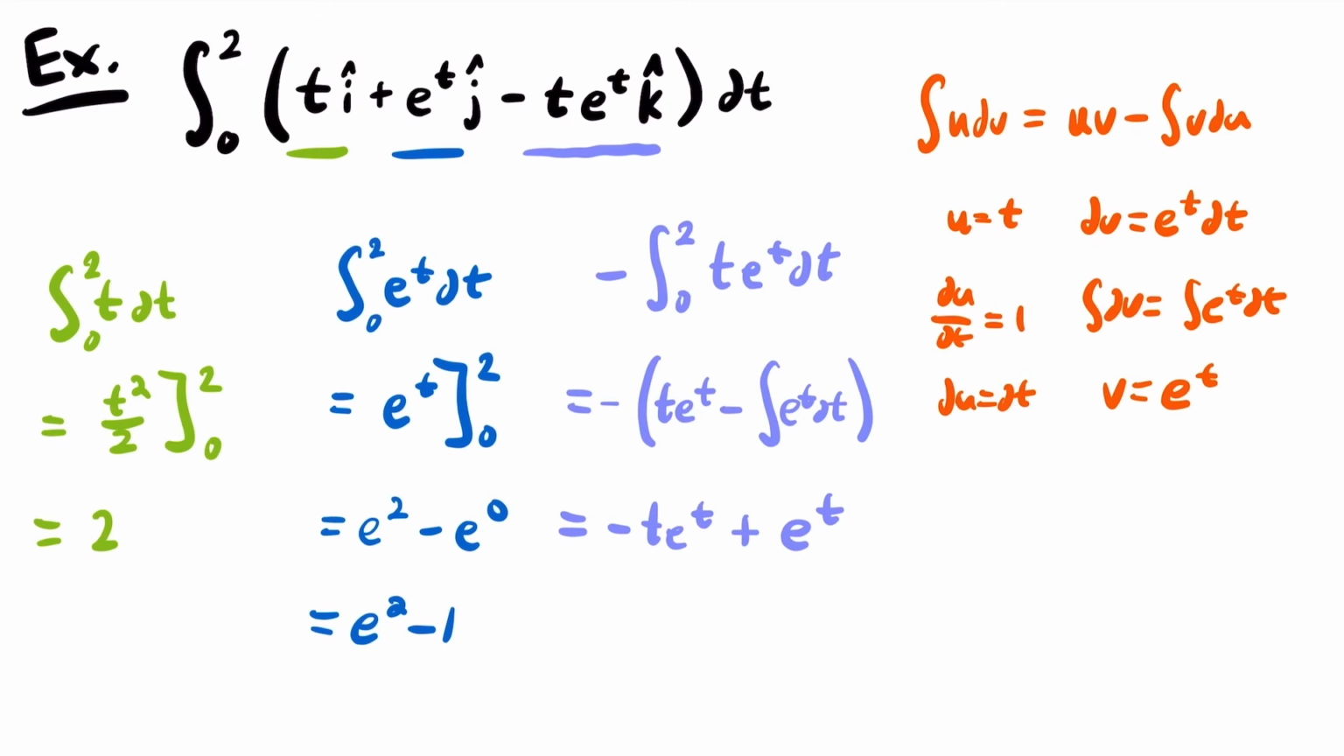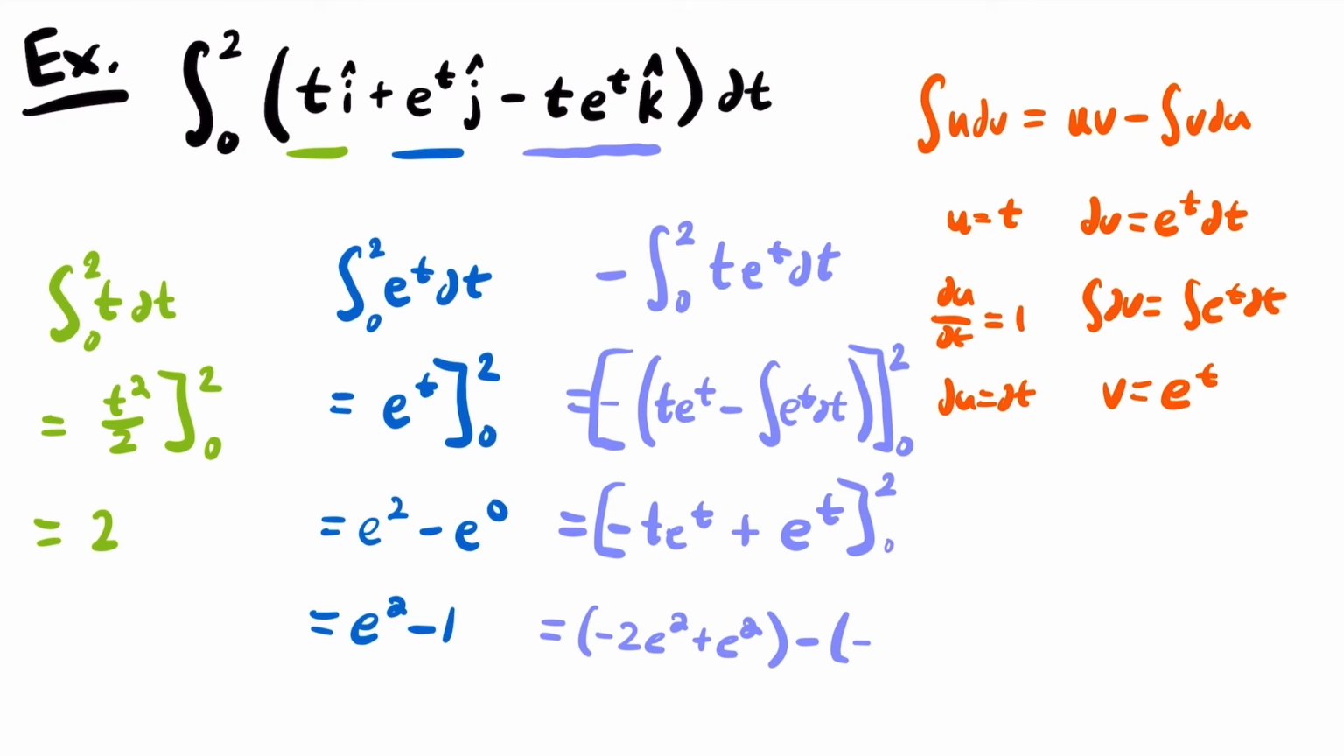Okay, now don't forget that this is a definite integral. So let me put those brackets in here. We are evaluating from 0 to 2. And so now let's actually do the evaluation here. Plugging in 2 will give us negative 2 times e squared plus e squared. And then we will subtract negative 0 times e to the power of 0 plus e to the power of 0. And so simplifying, if we have negative 2 e squared plus e squared, that will just become negative e squared. And then this term is 0.